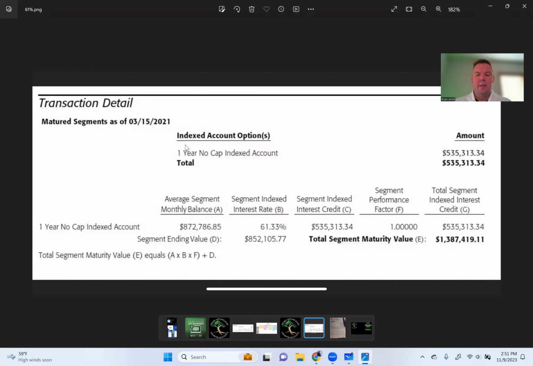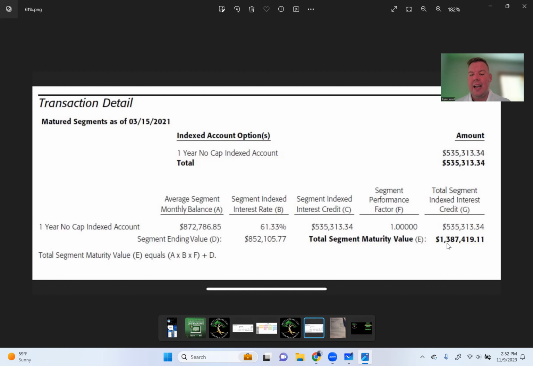Now, this is an actual physical statement from an actual client. You can see here that it was during the segment of 3/15/2021. In this case, the client had $872,000 of cash value. They were credited 61.33% net after fees. So you'll see here, even though they had 872,000, there were fees and stuff involved. So they earned 61% of 852,000, which means $535,313.34 was added to their account. So once that segment was added to their account, their new cash value is actually worth almost $1.4 million.